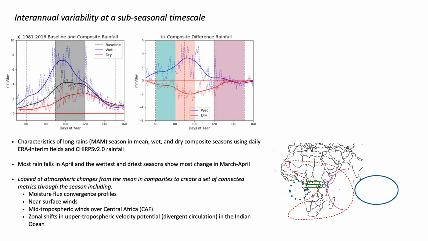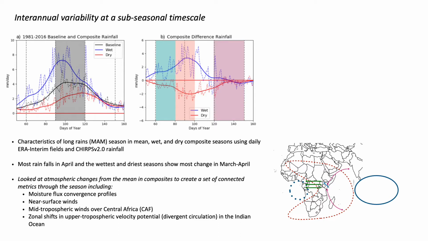So using ERA-Interim reanalysis and CHIRPS rainfall, we did a study of interannual variability at the subseasonal scale. So using daily rainfall and atmospheric fields, we look at the baseline season and wet and dry composite seasons, and show that although most of the rainfall is in April, most of the change occurs in March and April.